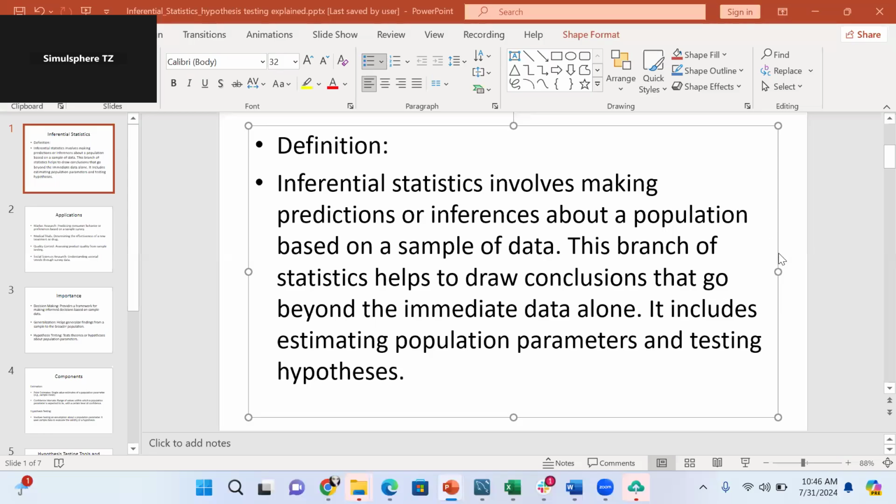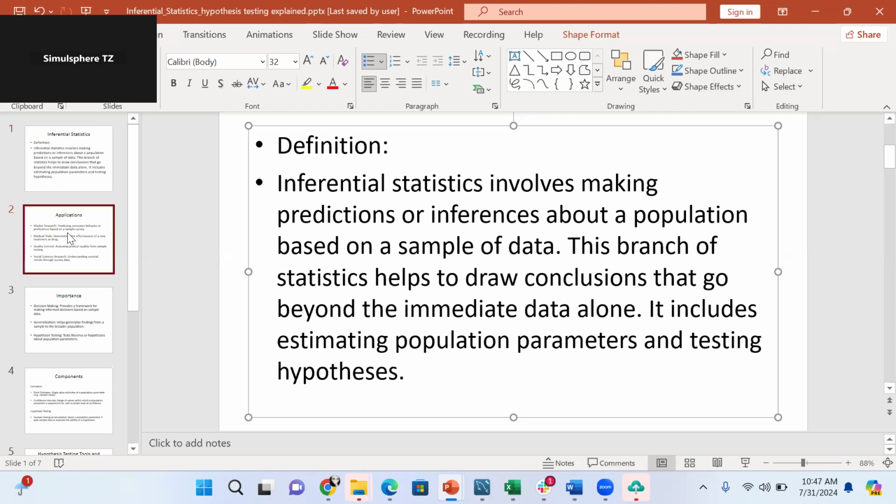Hello all. I'll be introducing us to inferential statistics. Inferential statistics involves making predictions or inference about the population based on a sample data. This branch of statistics helps to draw conclusions that go beyond the immediate data alone. So inferential statistics is perfect for making prediction in summary.